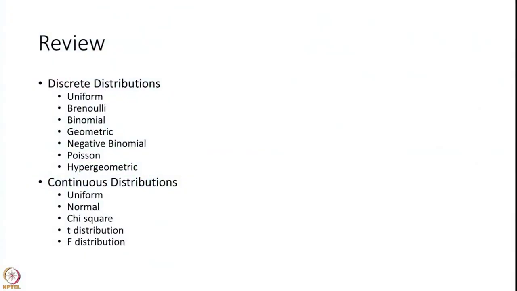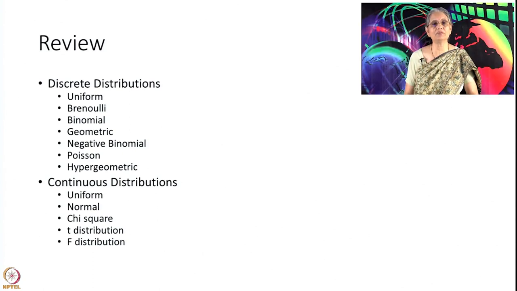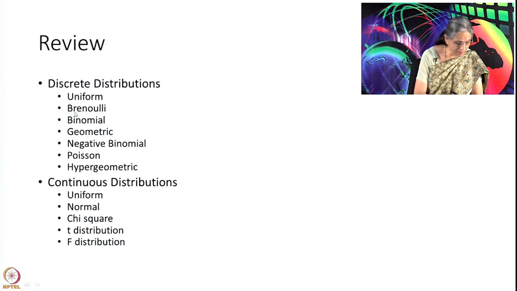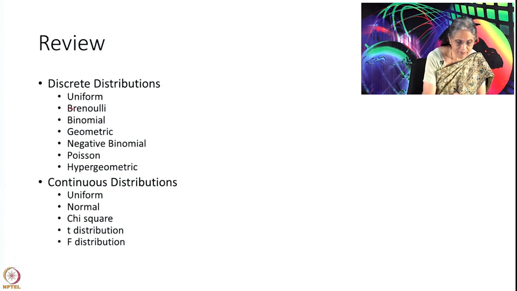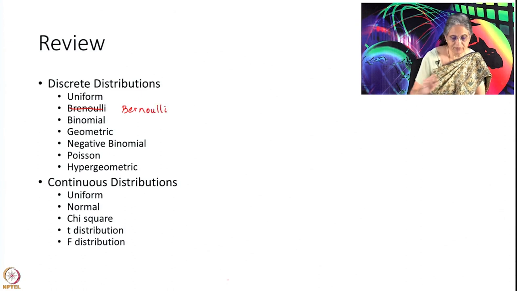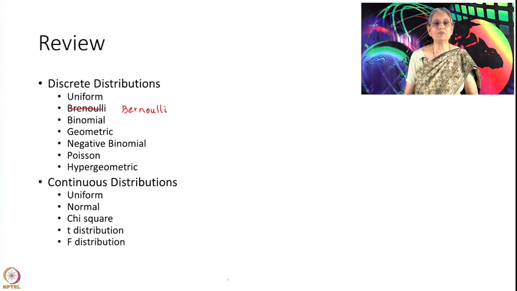We first considered the discrete random variables which have a very special distribution. The first one we considered was the discrete uniform random variable. Then we considered Bernoulli trial. I see that there is a spelling mistake in Bernoulli trial. It should be this way. Let me just correct it. Okay, it should be Bernoulli trials.